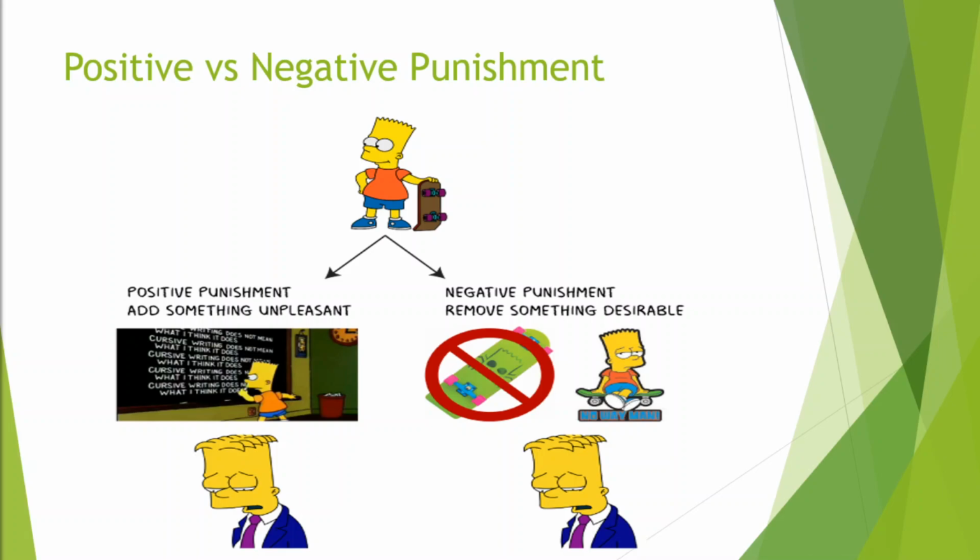The other example is negative reinforcement. Bart gets his skateboard taken away. Both of these are ways that decrease Bart's behavior of having inappropriate interactions in class.